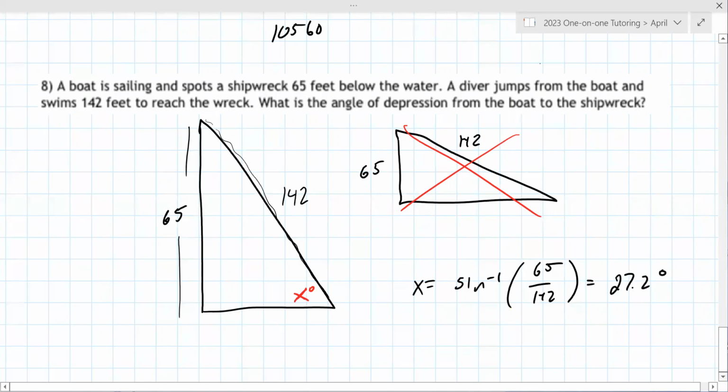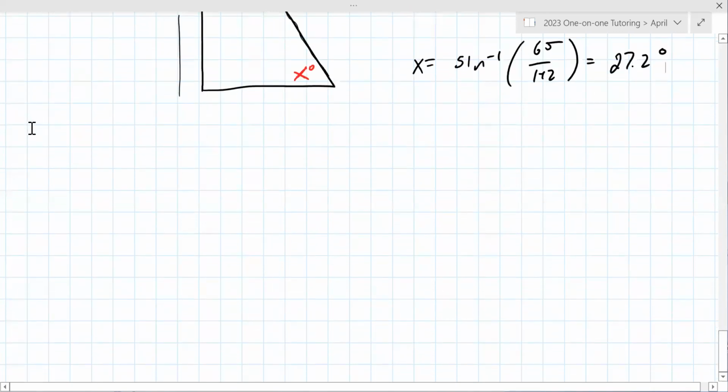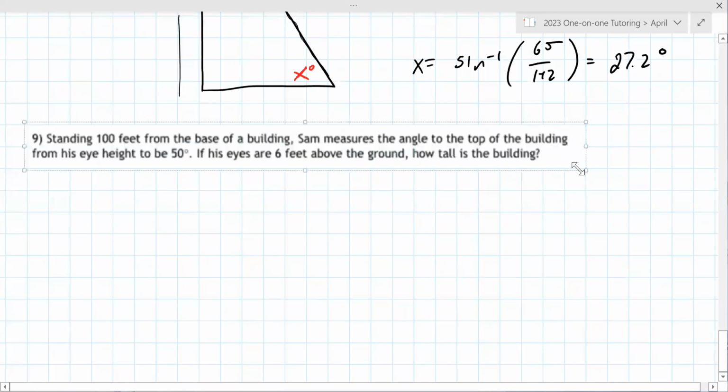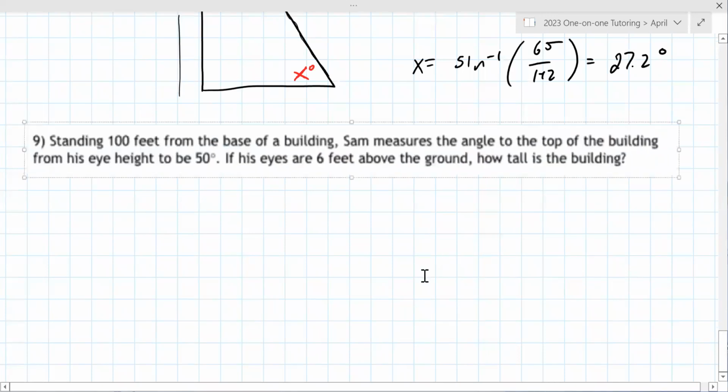All right, so good job on that. Drawing the triangle is the hardest part of doing this. This problem is like number one. I don't know if it's exactly like number one, but it's pretty similar. Do you want to try setting up the triangle for this one? Sure.